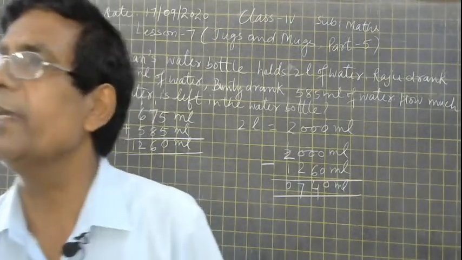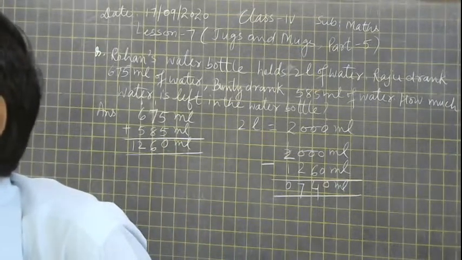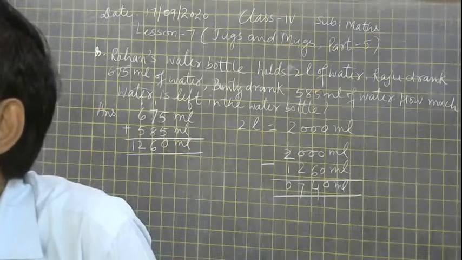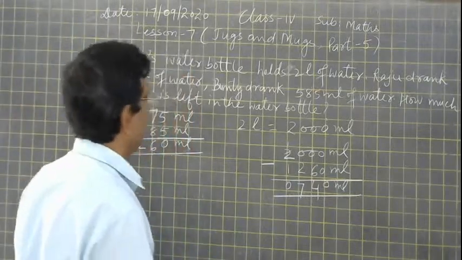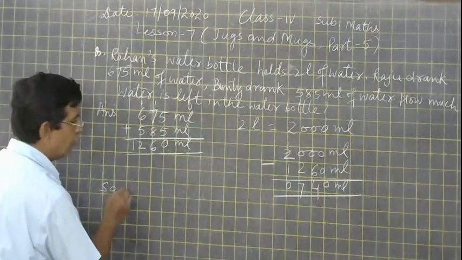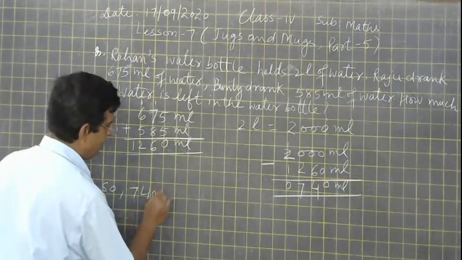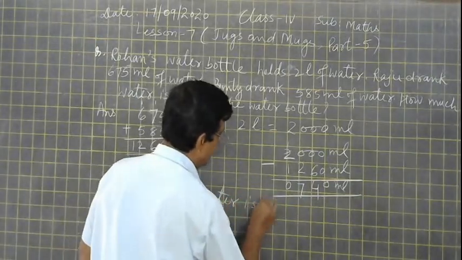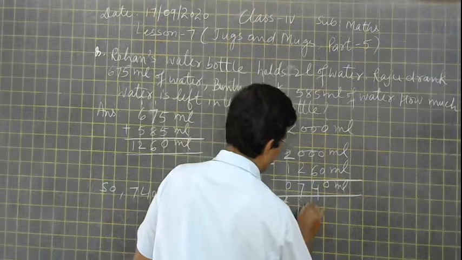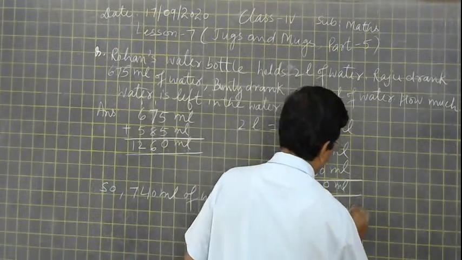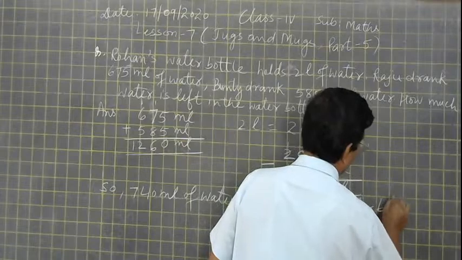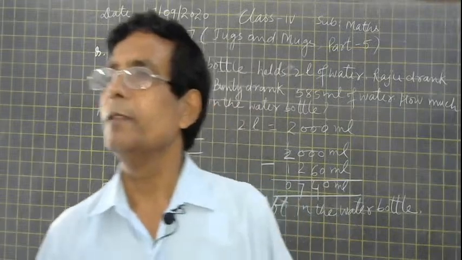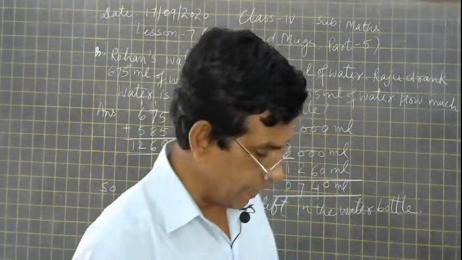Yes, how many children are answering correctly? Yes, very good. So many children are giving the correct answer. Okay, good children. So we write here, 740 milliliter of water is left in the water bottle. Okay, this is the answer. Any doubt, anybody? Yes.